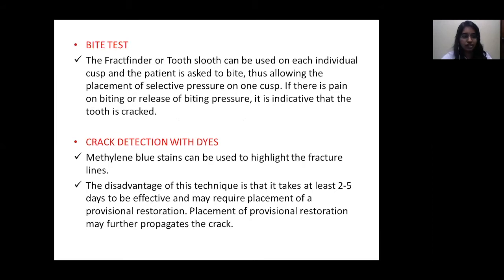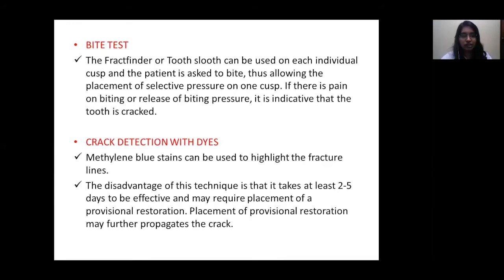Tooth Sleuth is another commercially available device for bite tests. It has a small concave area on its top which is placed in contact with the cusp to be tested. The patient is asked to bite on it. Pain on biting may indicate a fractured tooth. Pain on biting may even indicate apical periodontitis. If there is pain on releasing the biting force, it indicates a cracked tooth.